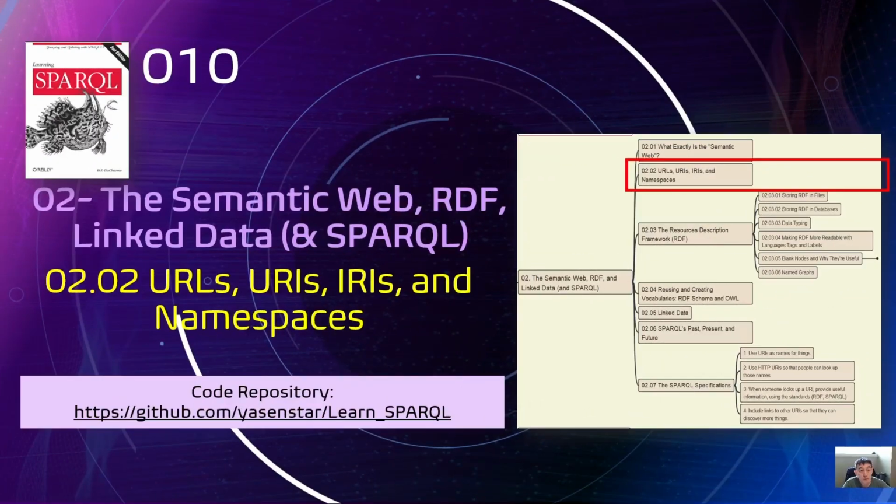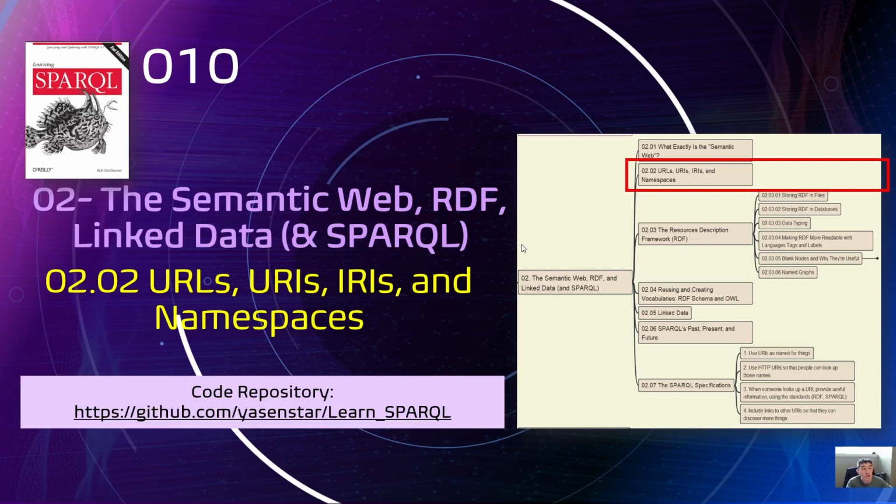Let's go to this number 10 video. We will talk about the second small part of chapter 2: semantic web, RDF, linked data, and SPARQL. Before RDF, we will discuss the concepts of URL, URI, IRI, and the namespace. There's also URN. That is the preparation for you to have a deeper understanding of RDF and SPARQL.